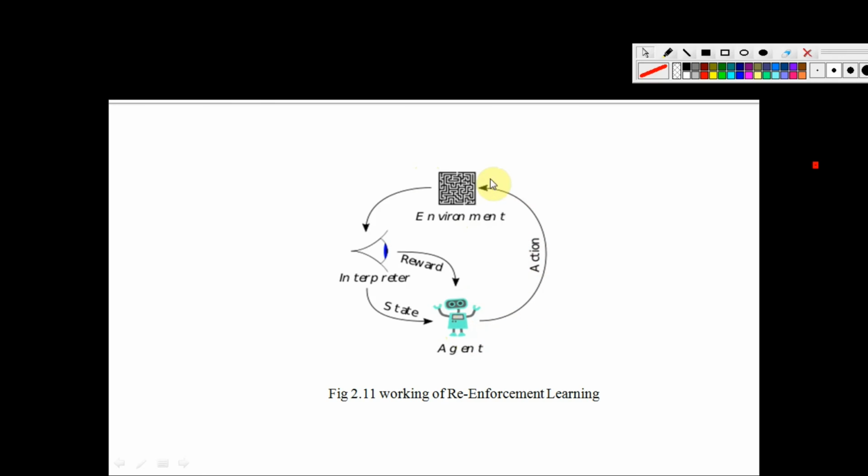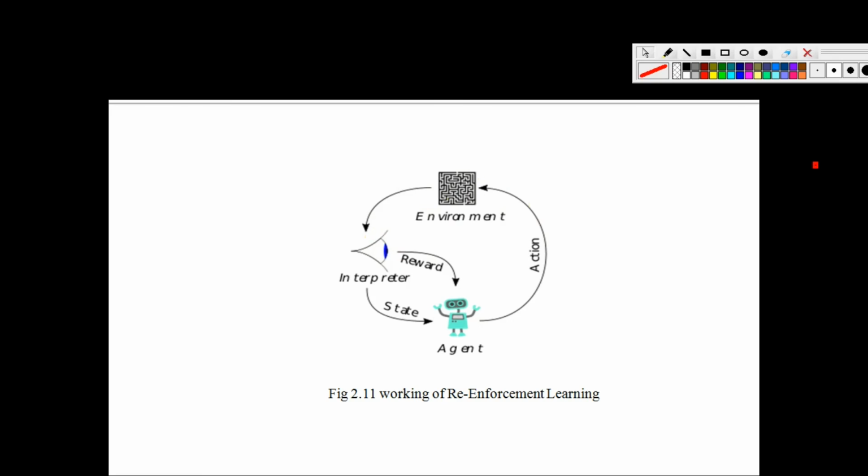The agent will be doing some action on the environment, and the environment will give two things: either a reward or a penalty. I'm repeating once again, guys. The agent will be present in the environment. It will be doing some random action on the environment, and based on that random action, an output will come. If the output is correct, then a reward will be given to the agent, stating that whatever you are doing is correct, do it again and again. Then it will keep doing that action.